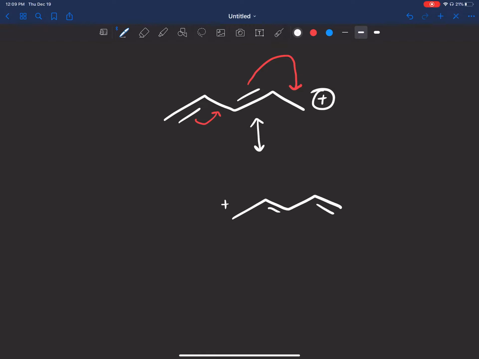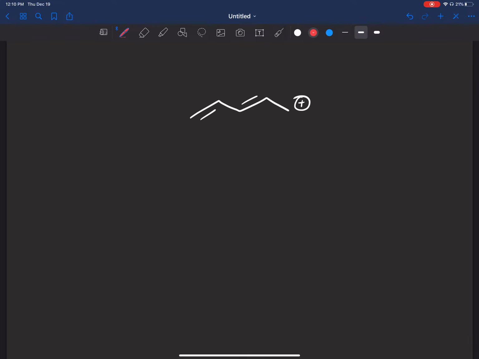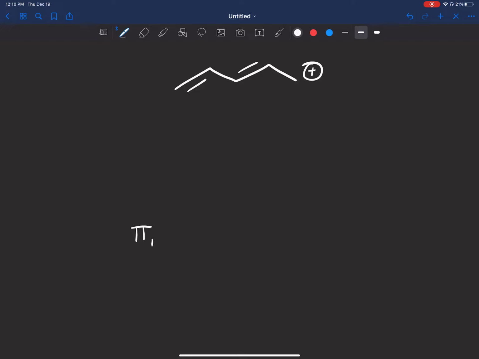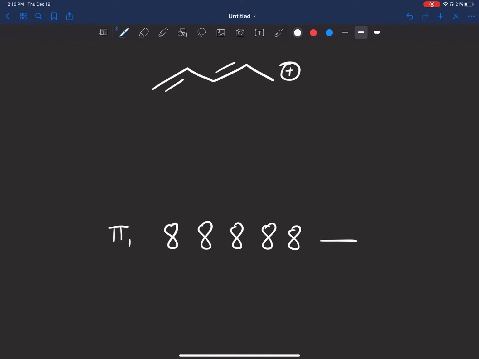And now he's going to have the cation here. So you can see electrons were able to move through all 5 carbons. So that means we have 5 p orbitals. Okay? So let's draw all the orbitals. We have 5 p orbitals, so let's draw that out first. That's going to be pi 1, 1, 2, 3, 4, 5, and the little space for the electrons.